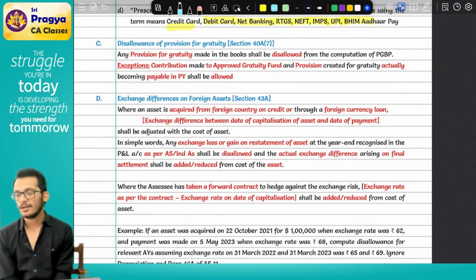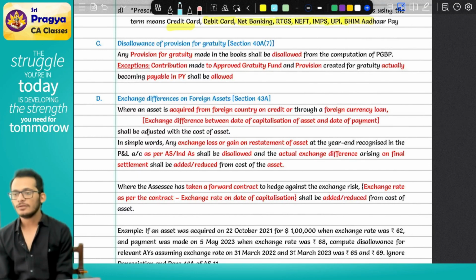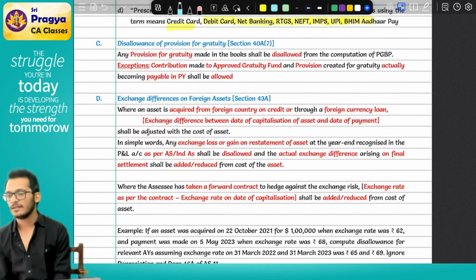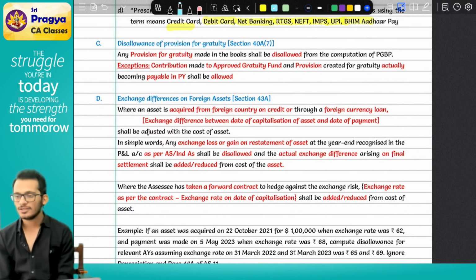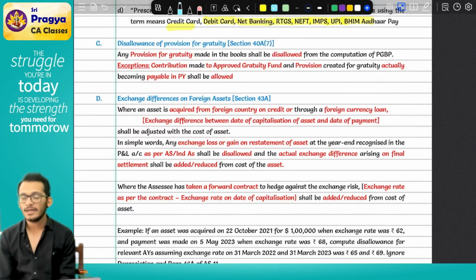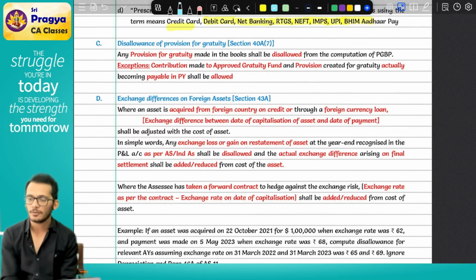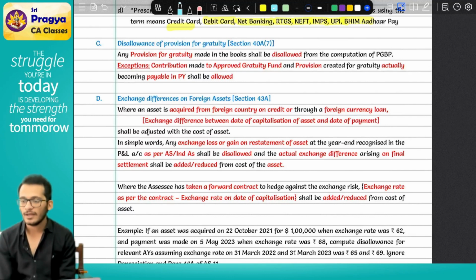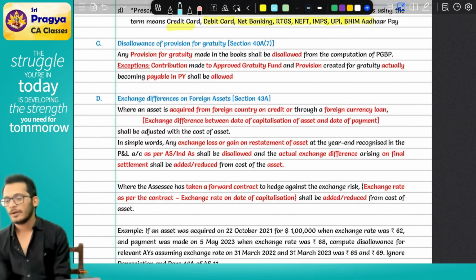Because in that they have not clarified whether it is approved gratuity fund or unapproved gratuity fund. Just because you do an actuarial valuation does not mean that it is a payment. Valuation has nothing to do with my payments. I will still disallow. Clear? Not clear? Yes. So what is the provision saying? If you create any provision for gratuity, I will disallow the provision for gratuity, except in a case where you make the payment to an approved gratuity fund within the 43B section.